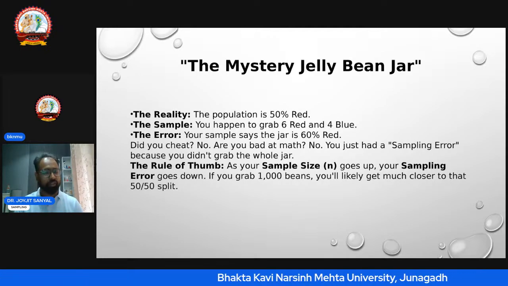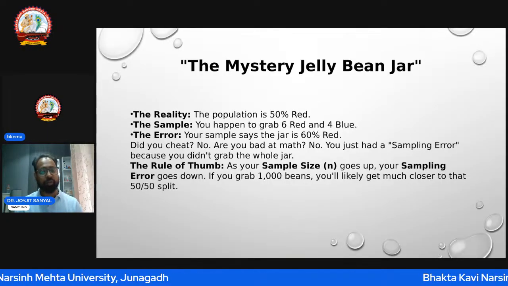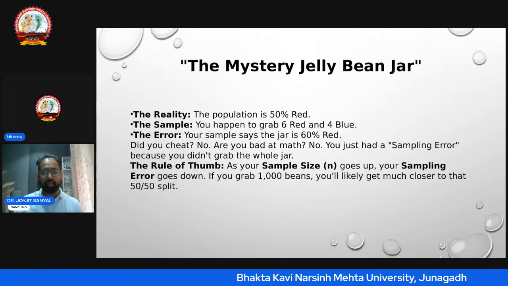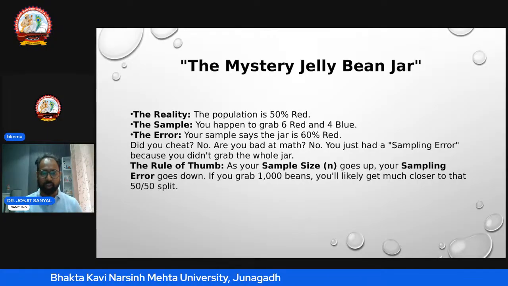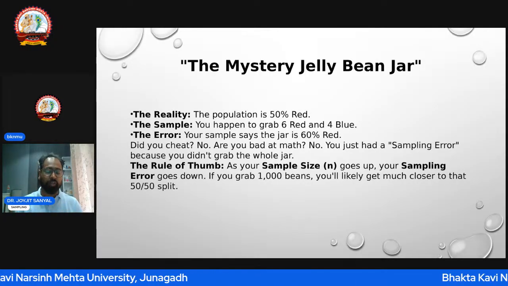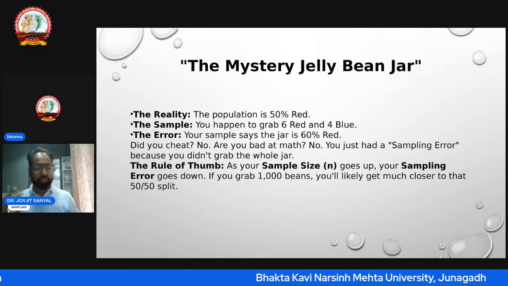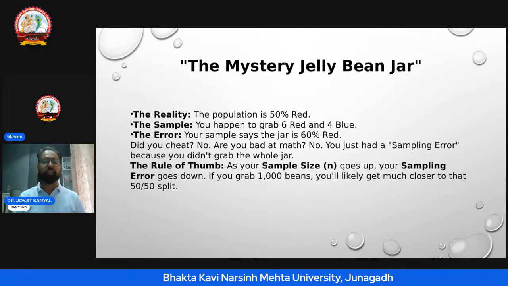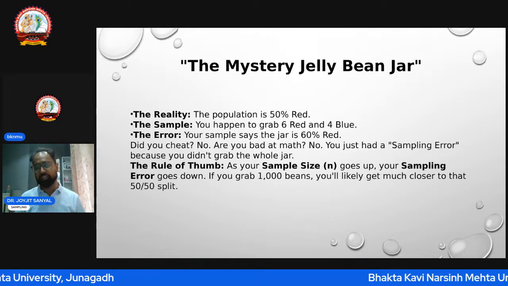So did you cheat? No. Are you bad at math? Definitely not. You just had a sampling error because you didn't grab the whole jar. Now, grabbing the whole jar, again we come back to the biryani pot, right? It is impossible for us to take into cognizance the entire jelly bean jar, or as we had discussed yesterday, it was an impossible task that we eat up all the biryani to give feedback of how the biryani is, right?